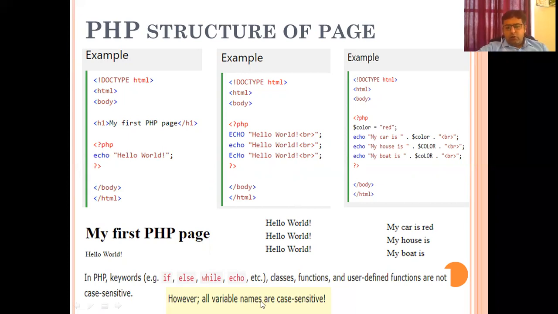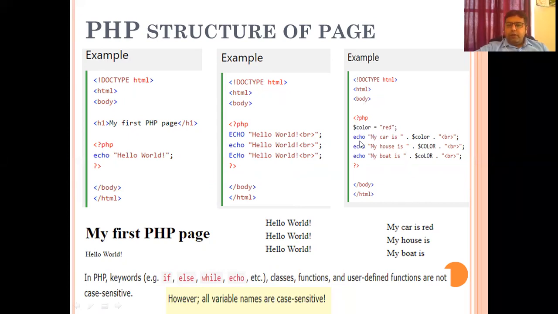But the thing is that all the variable names are case sensitive. So you cannot do any modification with the variable name. What is a variable name and how to define that, we are going to see in the next slide. But before that, let me tell you inside the body, this is the opening tag of PHP. Now how to define a variable? You have to put the dollar sign before any variable name. So this will become a variable inside the PHP language. So dollar color is a variable name equal to red. You are providing the value red.